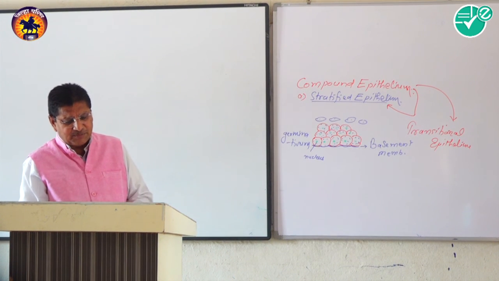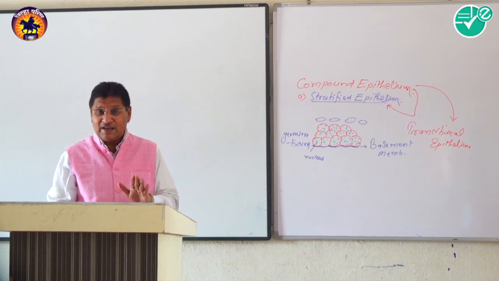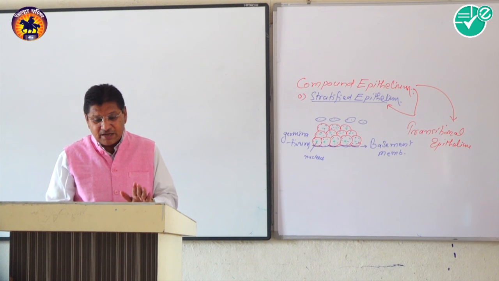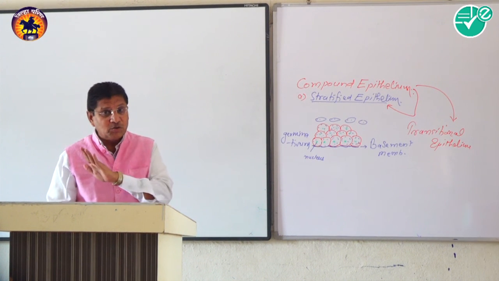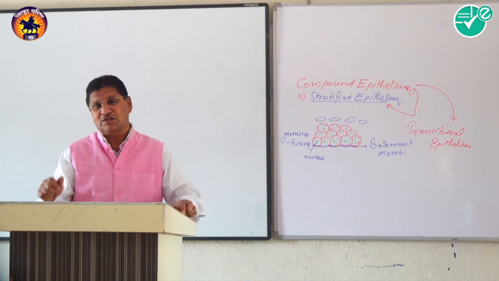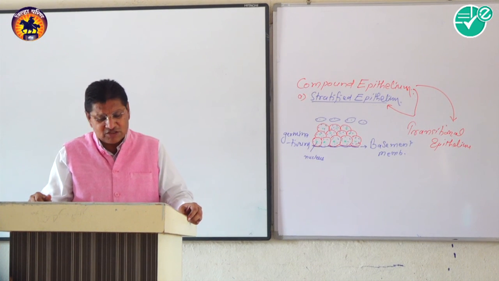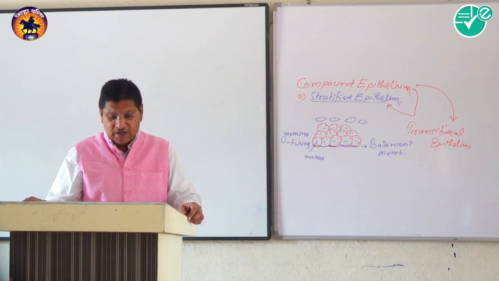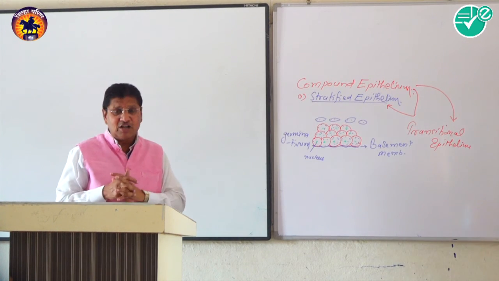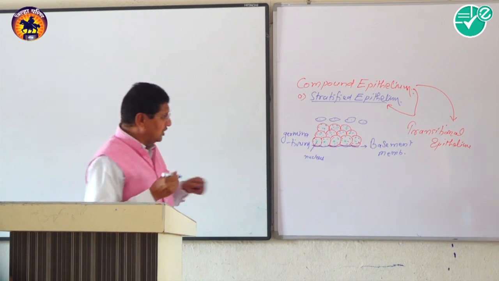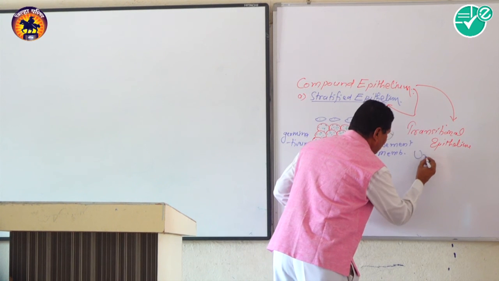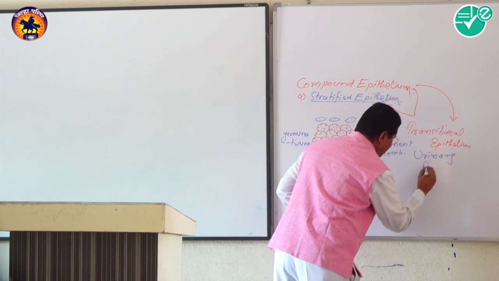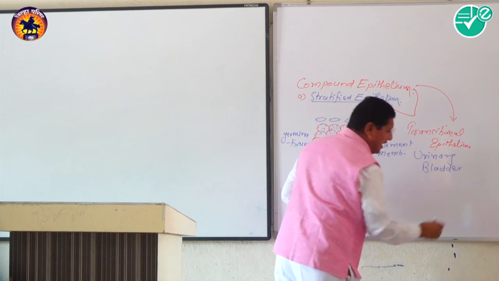In transitional epithelium, the shape of the cell can change. Means in transitional epithelium, there are no dead cells, only the cells get stretched, and this stretching totally depends upon the degree of stretching. Therefore, such a type of transitional epithelium is generally present in the urinary bladder. What is the urinary bladder?